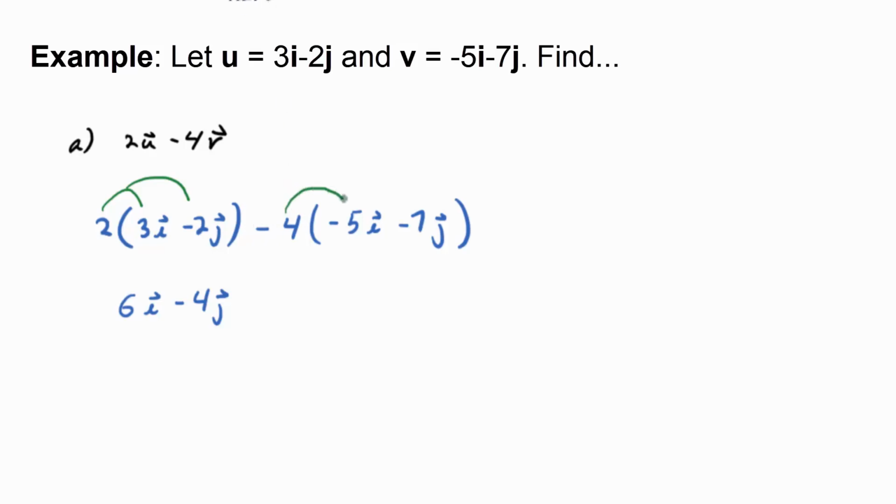And then what do you get when you scalar multiply by, you can think of it as plus a negative 4, I guess? What do you get? Plus 20i plus 28j.